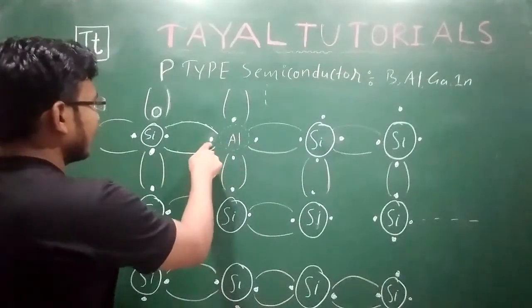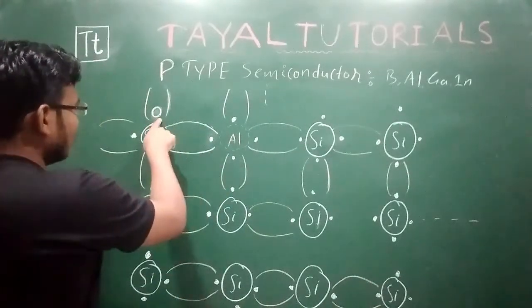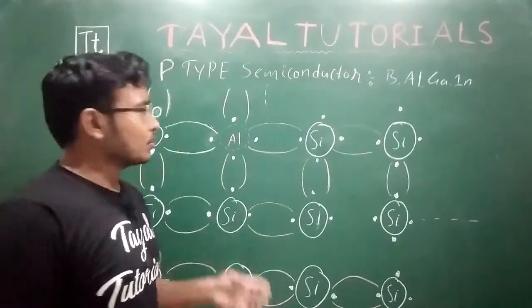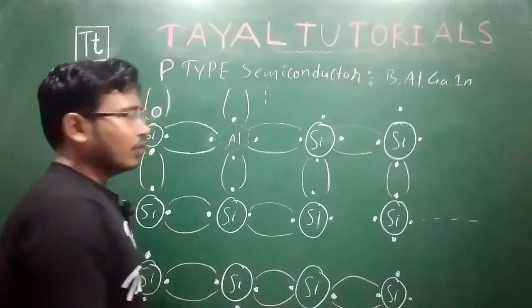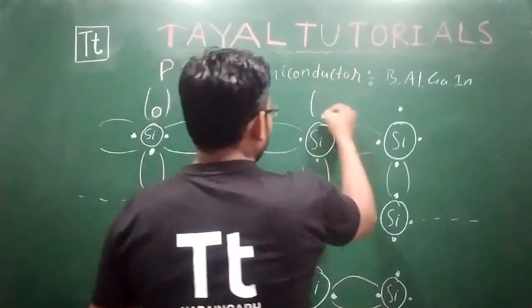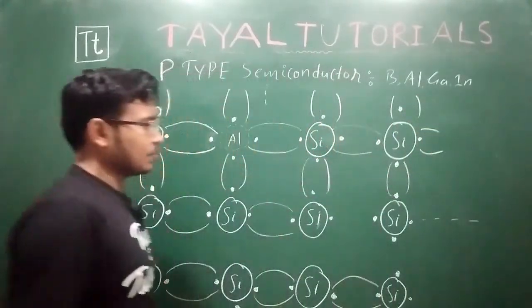This vacancy can accept that electron, and that electron can come here. When that electron will come here, there will be a vacancy. Like that, so many impurities being added. So there are different holes getting increased. So what happened? Number of your electrons will be less as compared to number of holes. So that is your p type of semiconductor.